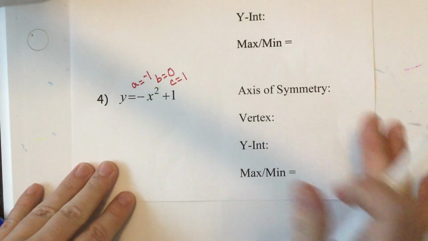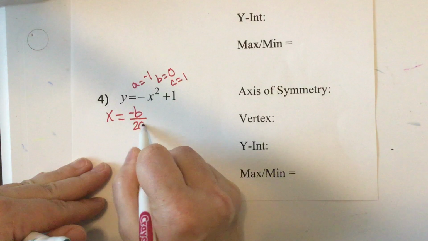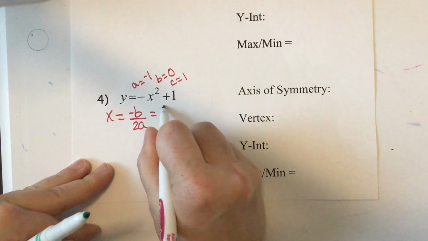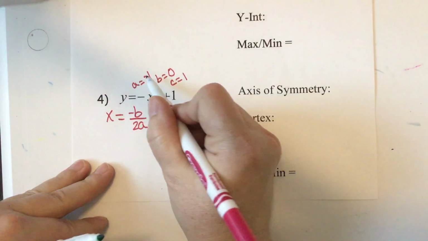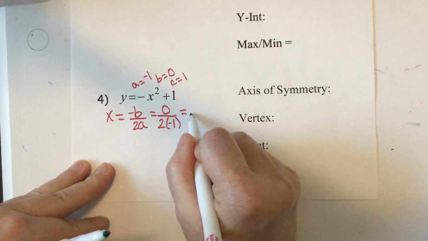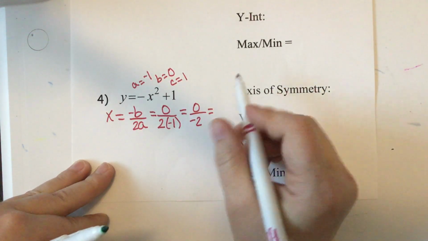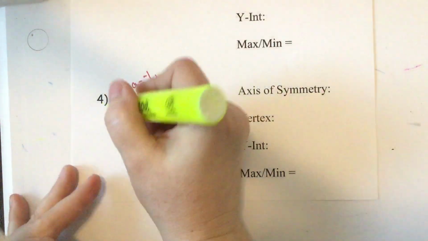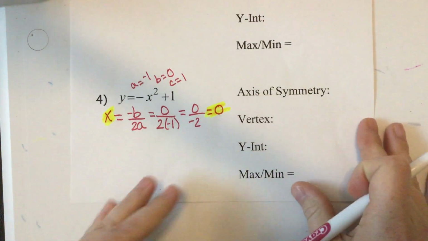All right, axis of symmetry time. So we do our new formula, x equals opposite of B over 2 times A. So what's the opposite of 0? Still a 0. Then we're going to take 2 times our A. So I'm going to take 2 times -1. And what is 2 times -1? -2. And what is 0 divided by -2? 0. So our axis of symmetry is going to be x equals 0. So that is our axis of symmetry.